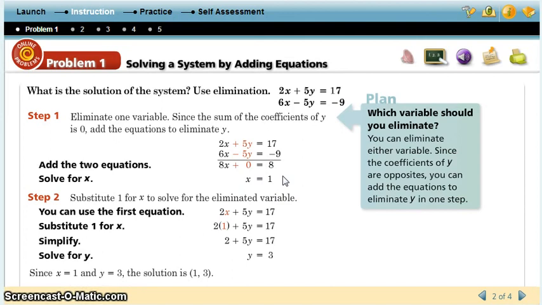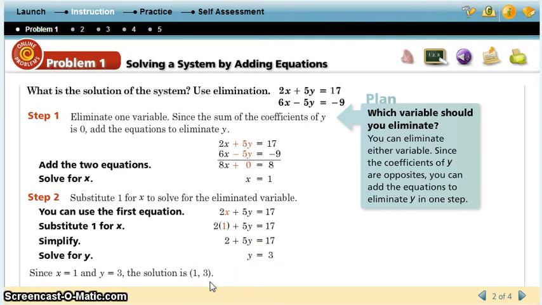Now, you're not finished, because after you found what x equals, then you've got to go back, pick one of your equations. It doesn't matter. This example, they did pick the first equation, but you could pick the second one if you wanted to. But plug in that 1 in place of x, and that's what they did here. Put 1 in place of x. 2 times 1 is 2. We still have our 5y. Subtract your 2 from both sides, and then divide both sides by 5. You're going to get y equals 3. So that means your solution to this system is 1, 3.